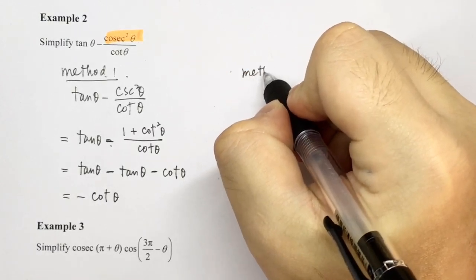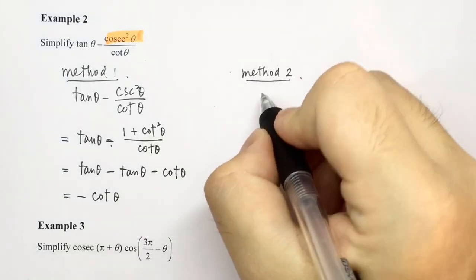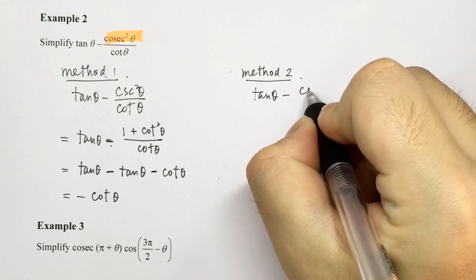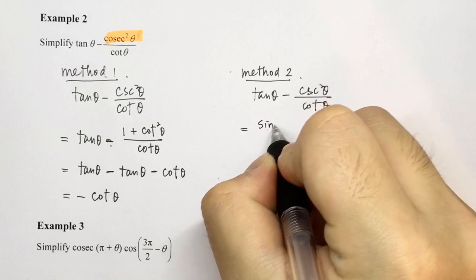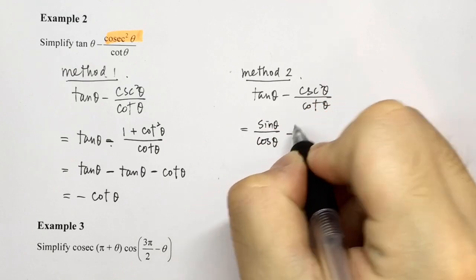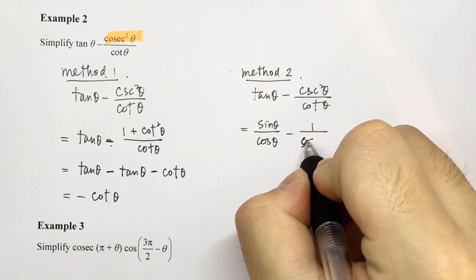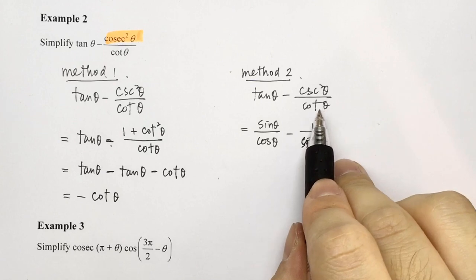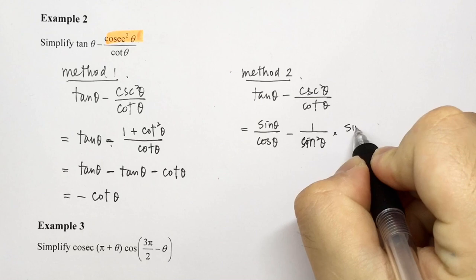For method 2, do you still remember the ordinary way in the last video? We convert all the things into sine over cosine, as well as the tangent we change to sine over cosine. So in this way, we change it to sine theta over cosine theta, and this is 1 over sine square theta, and 1 over cotangent theta is just tangent, so we have sine over cosine.